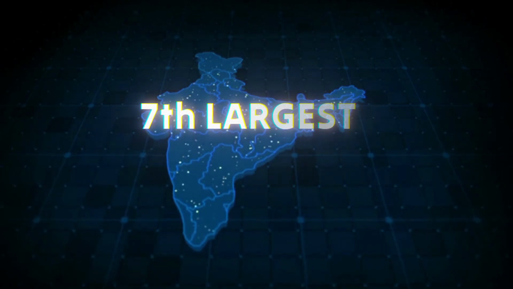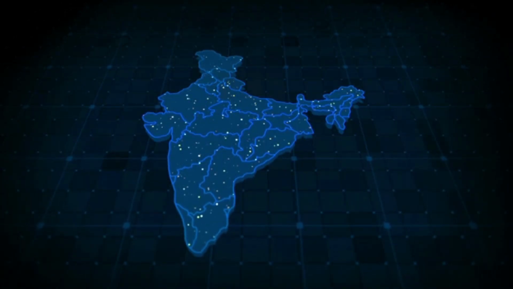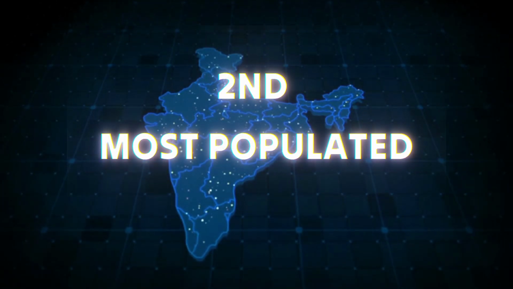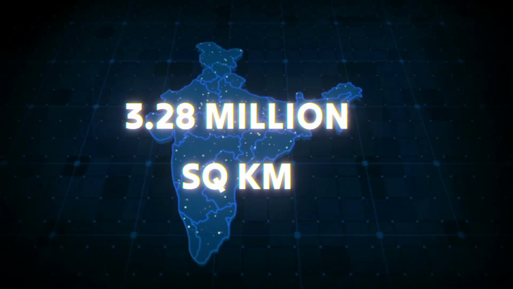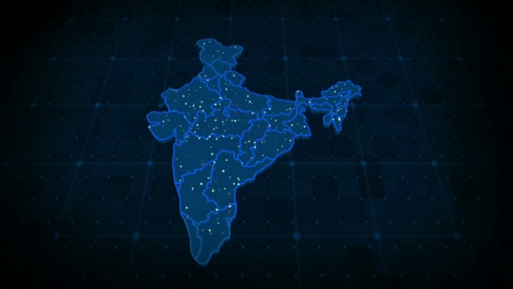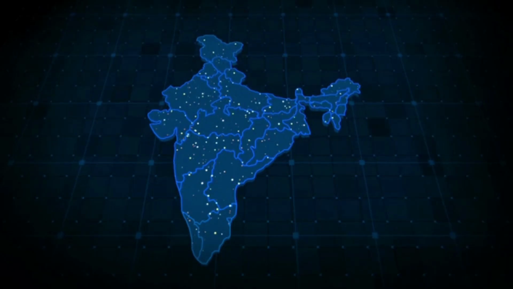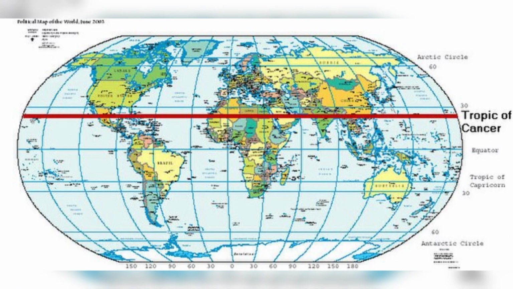India is the 7th largest country in the world by area and the second most populated after China. India's total area is about 3.28 million square kilometers. That's roughly 2.4% of the total land area of the earth. The Tropic of Cancer, which lies at 23 degrees 30 minutes north latitude, passes almost halfway through India. This line divides India into two almost equal parts.